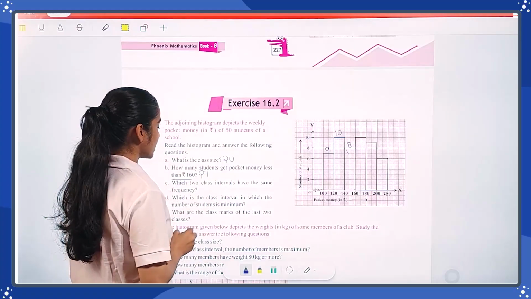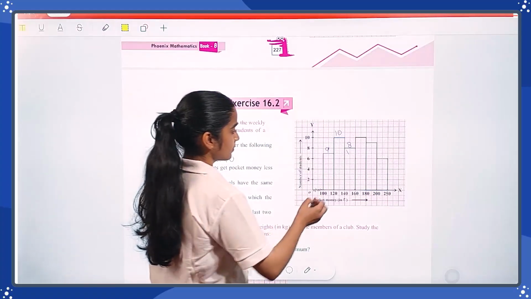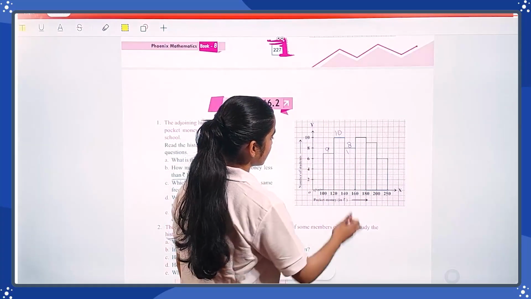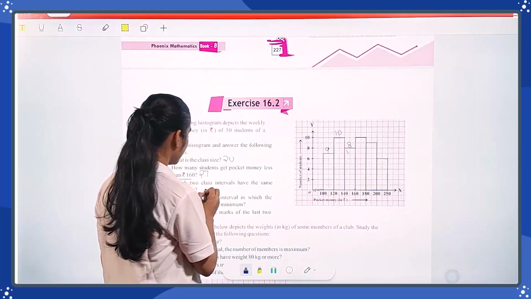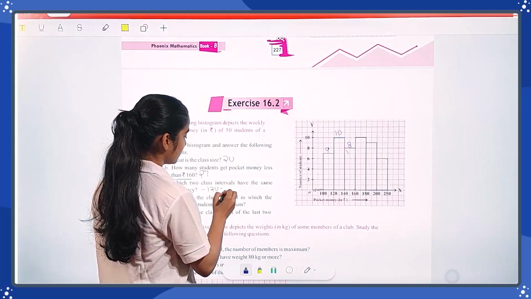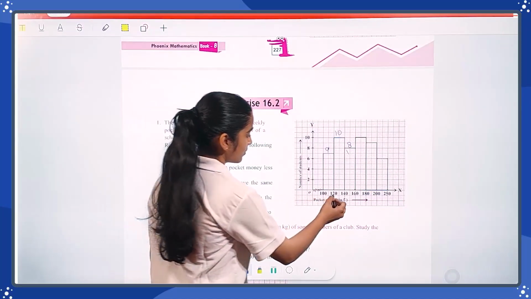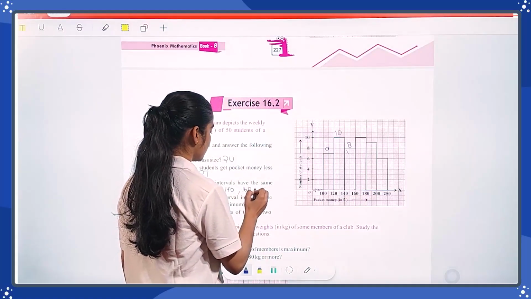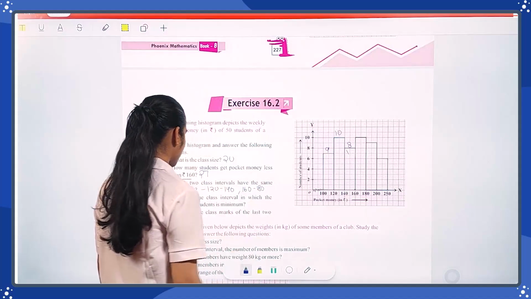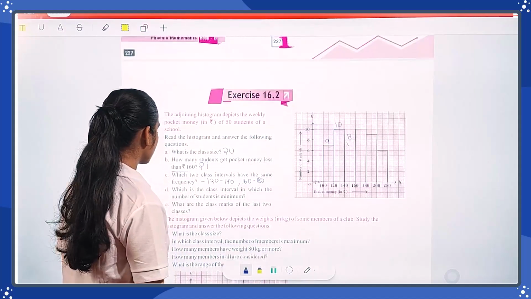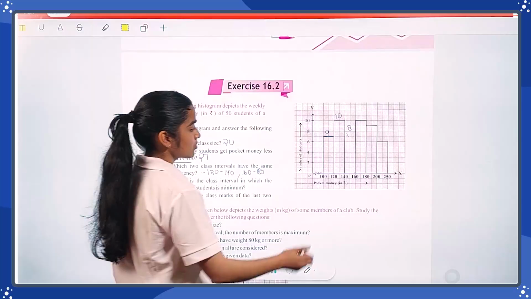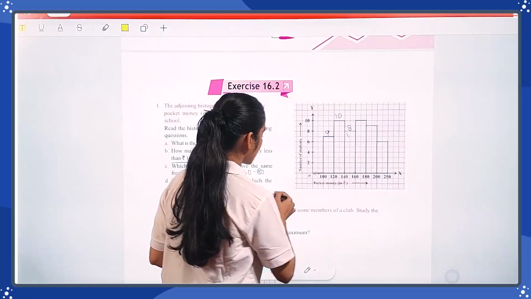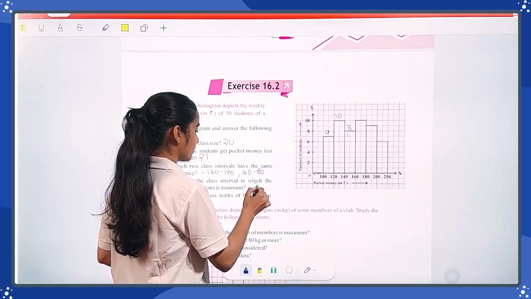Which two class intervals have the same frequency? One is 120 to 140 and 160 to 180. Next, which is the class interval in which the number of students is minimum? So in minimum we have 6, 200 to 250.